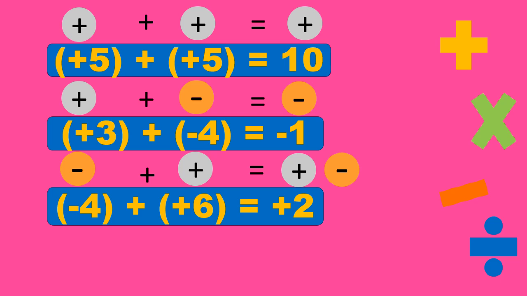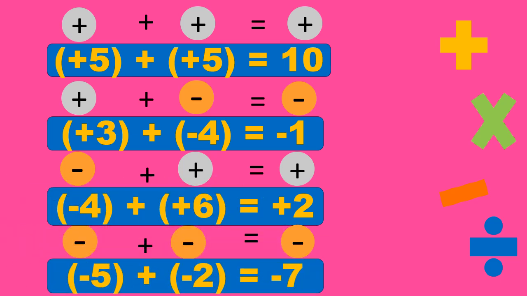The fourth case talks about the addition of two negative integers. Let's take one example. As per the rule, we need to add the absolute values, that is 5 plus 2 is 7, and then put the sign which is in common, and here it is the negative sign. Hence our resultant integer is negative 7 or minus 7.